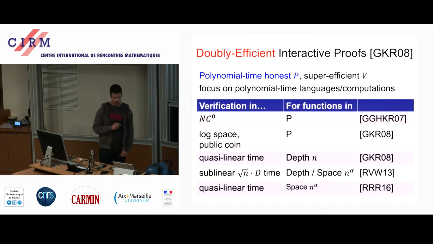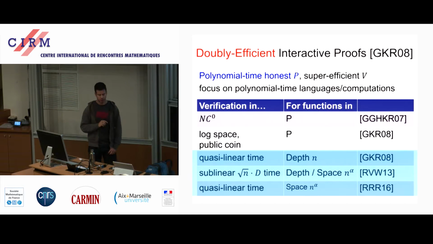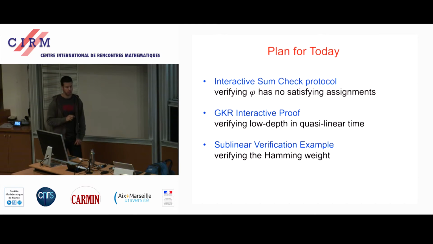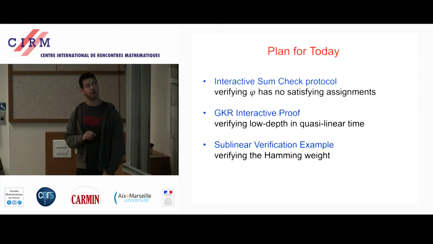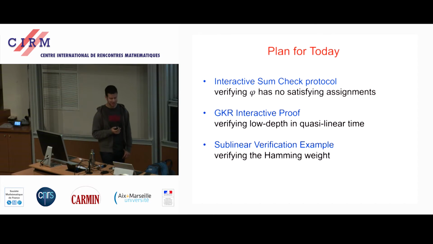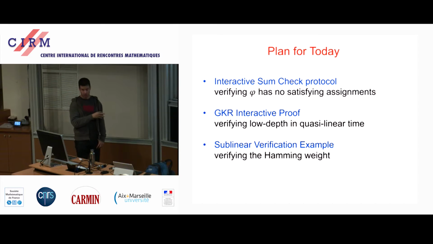Okay, and there are other related models, but let's not talk about them. What I want to do in the remaining time is give you a taste of three techniques that power these results. The first one is this classical work, the Sumcheck protocol, a way of verifying that a formula has no satisfying assignments. We talked about that problem before, and we'll see the protocol. I think it's a cool protocol. It underlies a lot of modern complexity theory: the PCP theorem, IP equals PSPACE, a lot of cryptographic protocols. So it's a very central protocol, and we'll see that today.